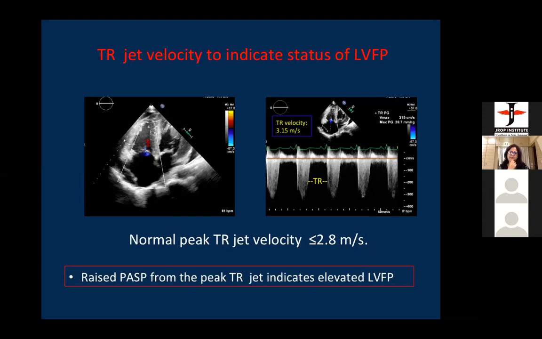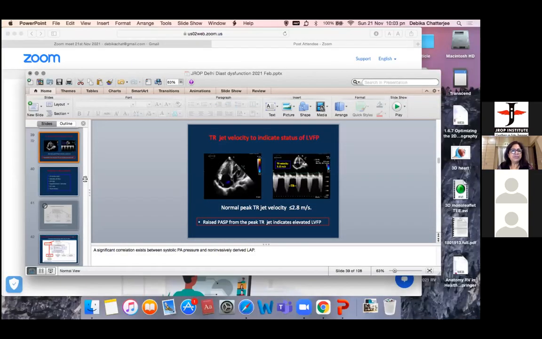Doctor, go ahead. Hello, is it clear, Madhumita? Yes, ma'am. Okay. Any other question? Ma'am, restrictive mitral flow pattern. Can you explain that once again? Right.